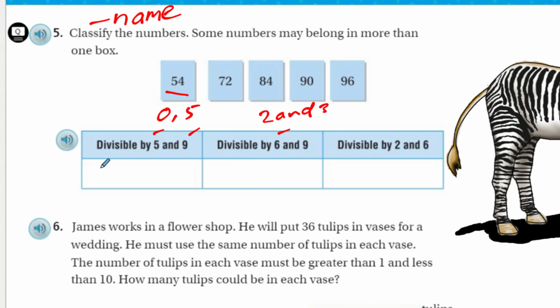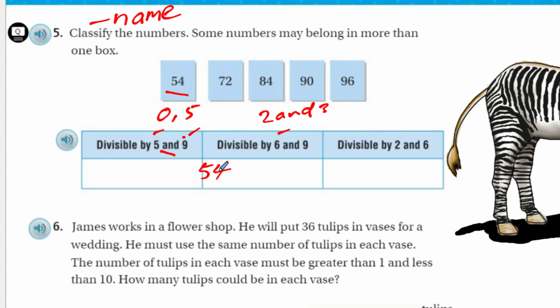Okay, well, let's start with 54. Well, we know that 54 doesn't end in 0 or 5. It does not. I can see that. But for 9, I know that 9 times 6 is 54, so that's pretty easy. So right away, can I put 54 there? No, I cannot because it's only divisible by 9, and it says 5 and 9. So I come over here. 9 times 6, 54. I just said that. So that means 54 is going to go here.